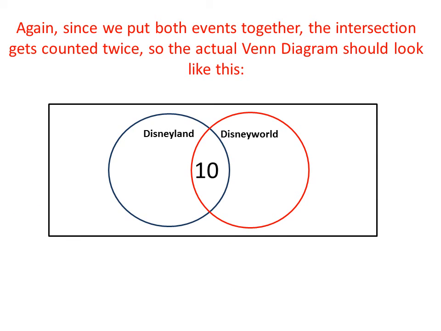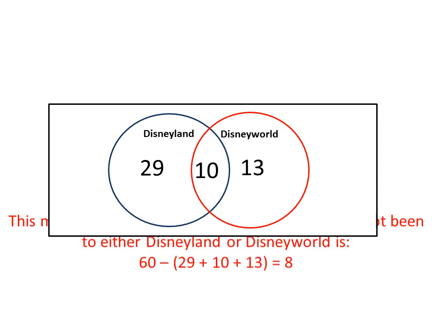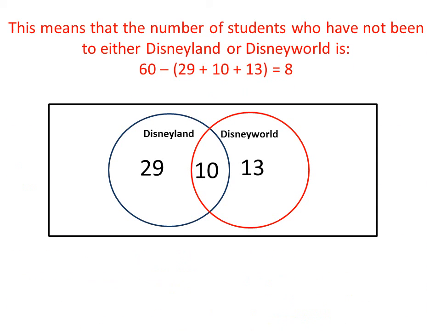So the actual Venn diagram looks like this. 39 minus 10, that's 29. 23 minus 10, that's 13. Which means that since I had 60 students in my population, there's 8 left over who haven't been to either.